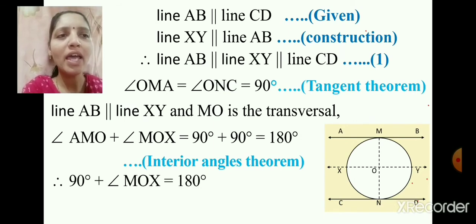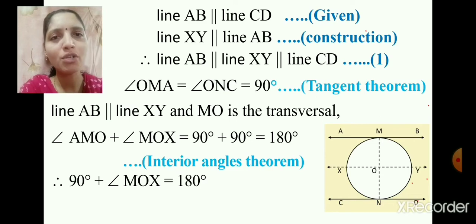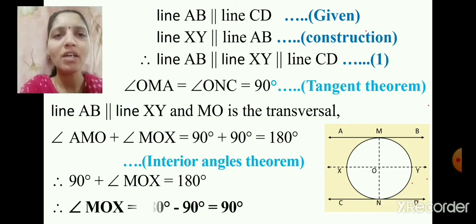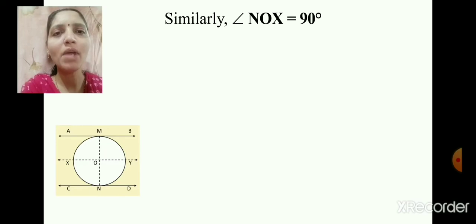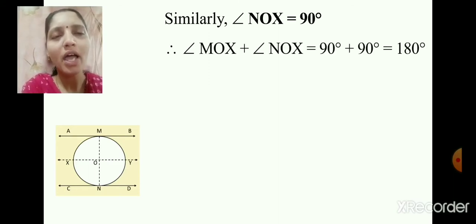Now angle AMO, we know, is 90 degrees. So substitute: 90 degrees plus angle MOX is equal to 180 degrees. So we will get angle MOX is equal to 180 degrees minus 90 degrees, which is 90 degrees. So we got angle MOX as 90 degrees. Similarly, we can find angle NOX by the same method, which is equal to 90 degrees. Therefore, angle MOX plus angle NOX is equal to 90 degrees plus 90 degrees, that is 180 degrees.